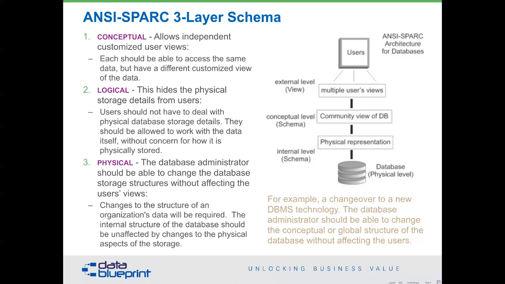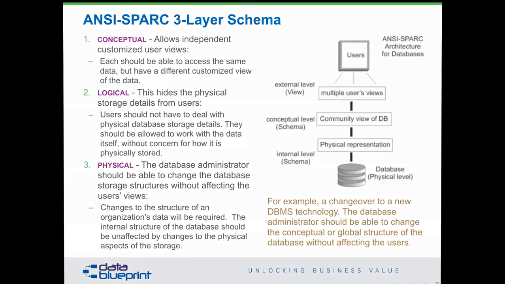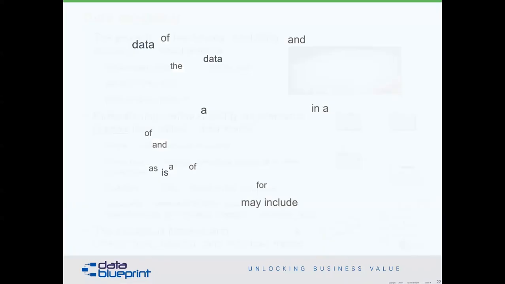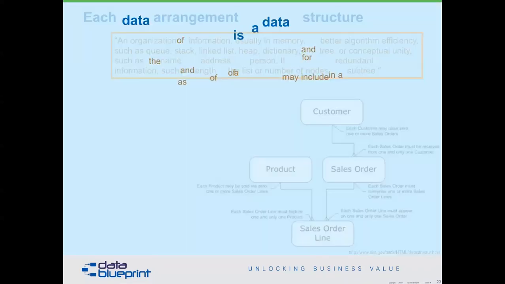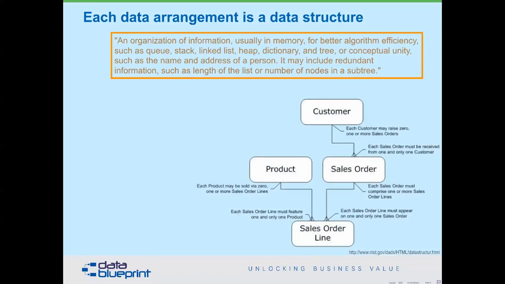So what this means, if we do a new system in this proper fashion, when we change a database technology, like moving from a spinning disk to the cloud, the database administrator in a properly architected system should be able to affect this change without affecting the users. Now, all of these things that we put together are what we call data structures. And there's a good computer science definition for a data structure, which probably isn't really relevant here, so I won't read it to you. I'll just show you this example.